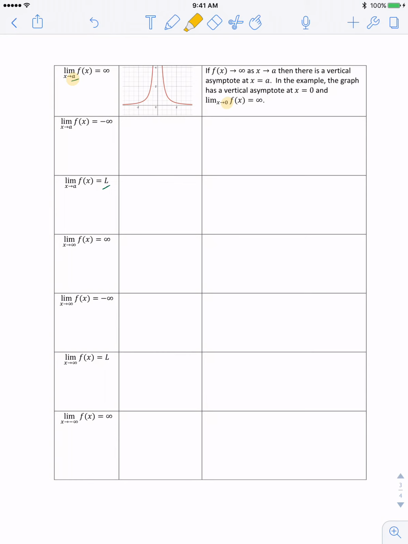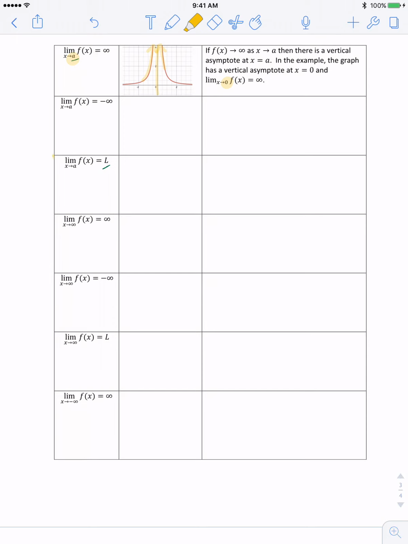you can see there's a vertical asymptote at x is equal to 0 because as we're getting closer and closer to 0 from the right and closer to 0 from the left, my outputs are shooting up to positive infinity. Let's try another example. Say here.